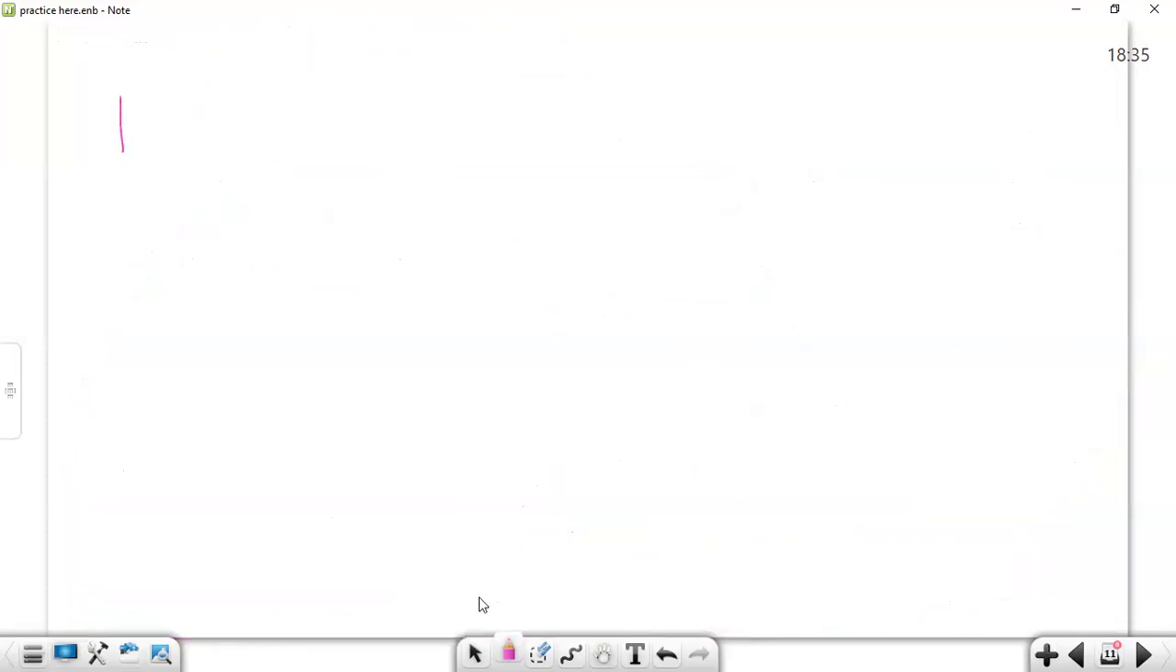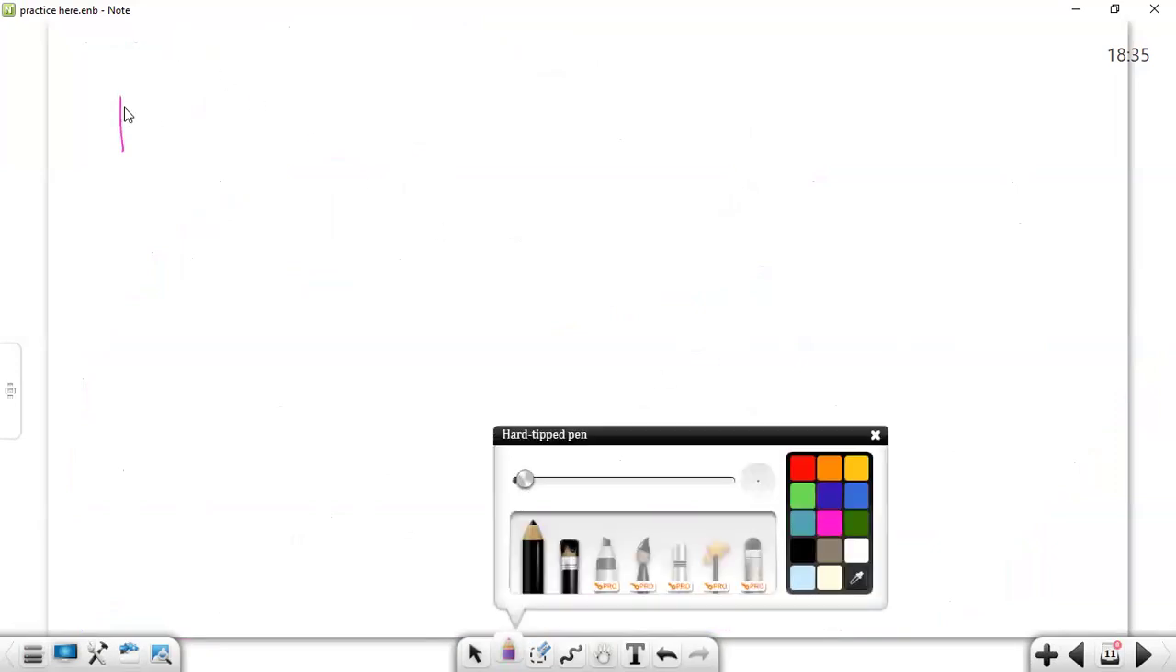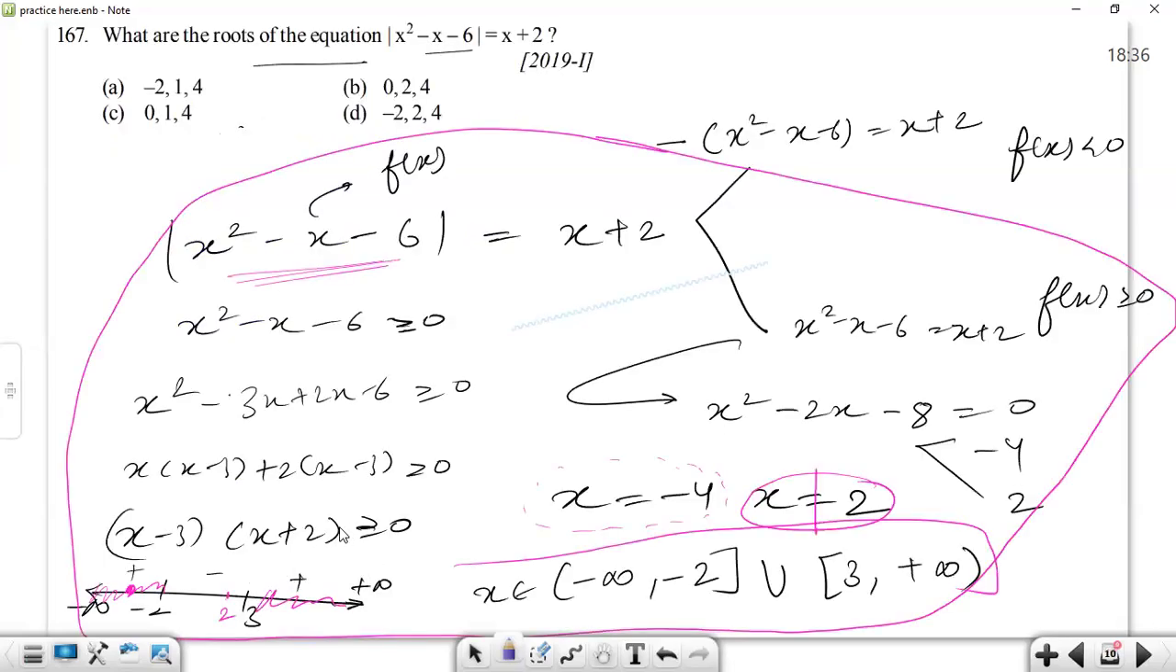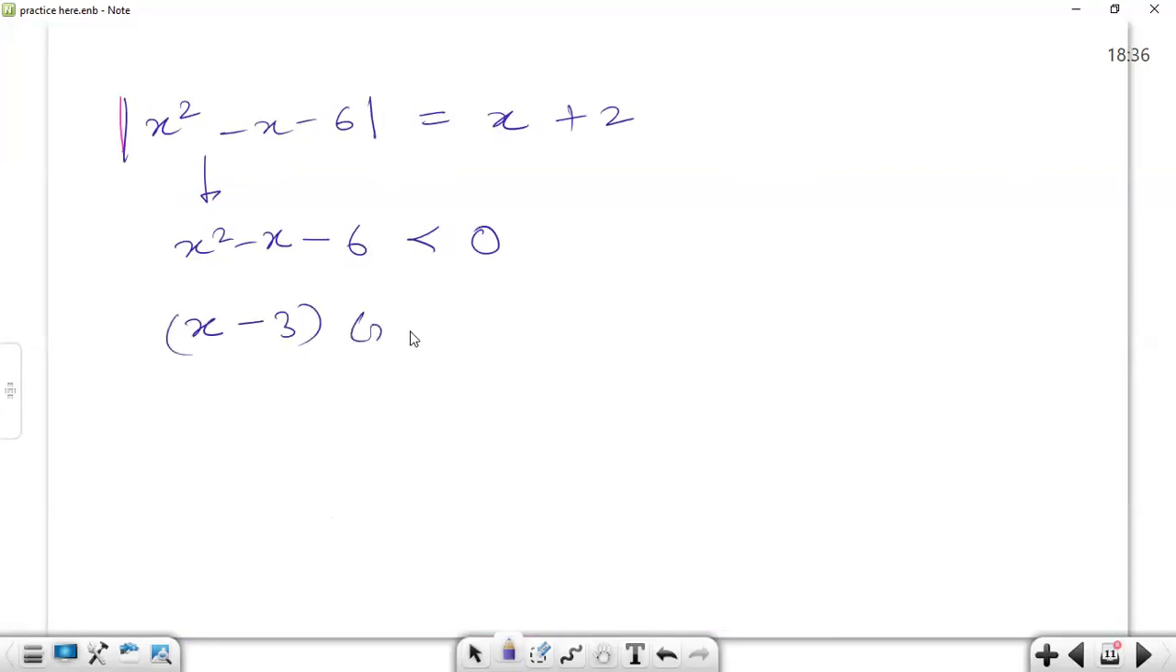x plus 2. Now what we are considering is that this particular expression, x square minus x minus 6, is going to become negative. So factorizing this further, let's take help from earlier calculations, drawing the number line.